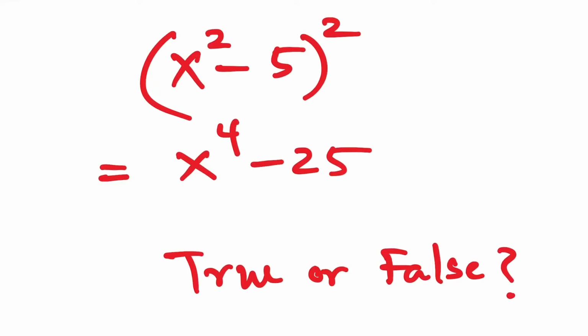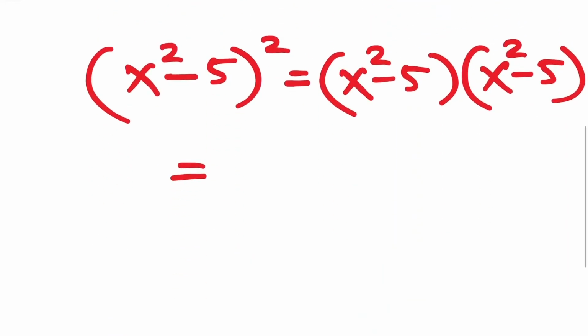So yes, the answer is false. They are not equal to each other. (x squared minus 5) whole squared can be written as (x squared minus 5) times (x squared minus 5). So let's apply the distributive property.